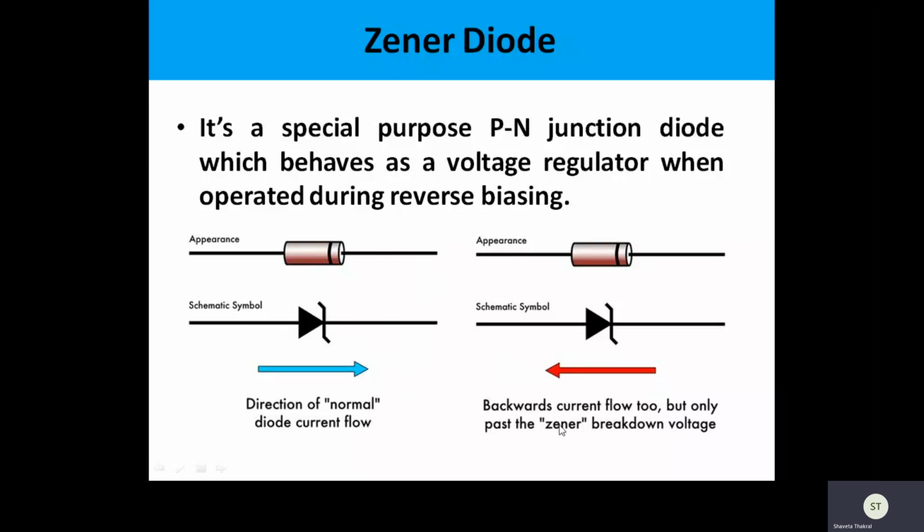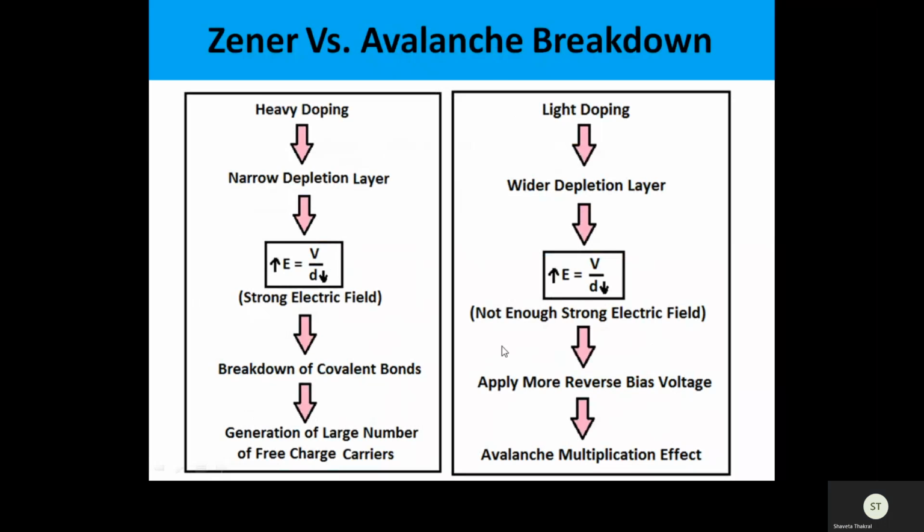current flow, but only past the Zener breakdown voltage. Once the breakdown takes place, after that the current starts to flow from N to P, and this is usually not the case in the ordinary PN junction diode. That's why it gets differentiated from the ordinary PN junction diode.